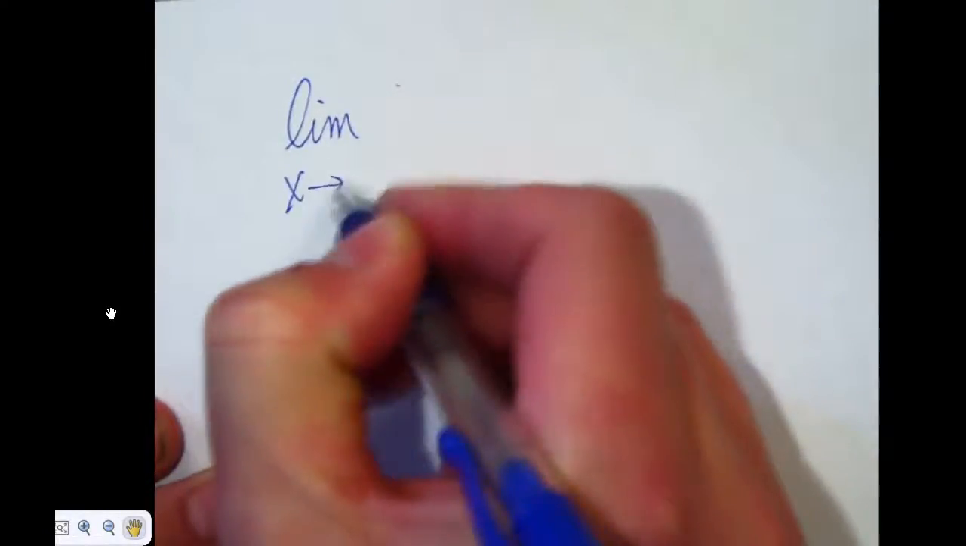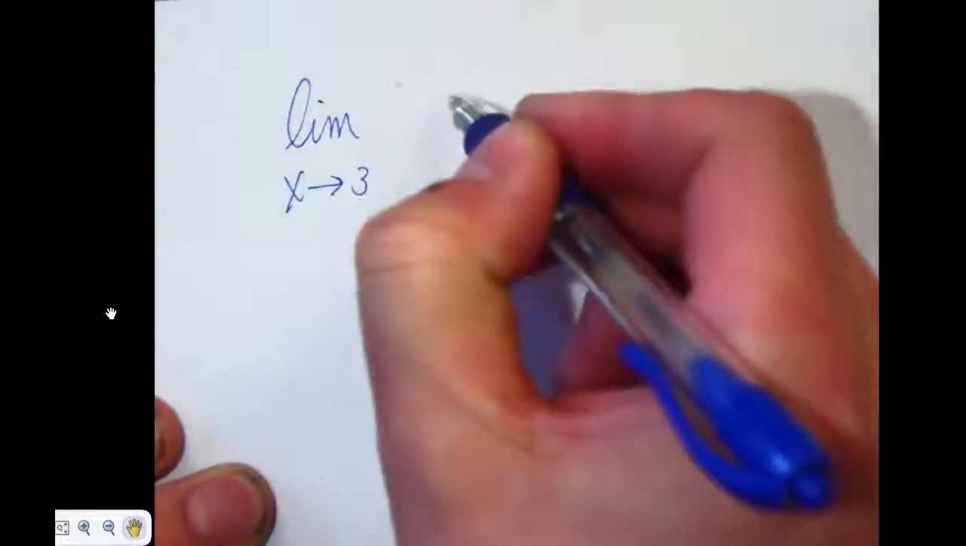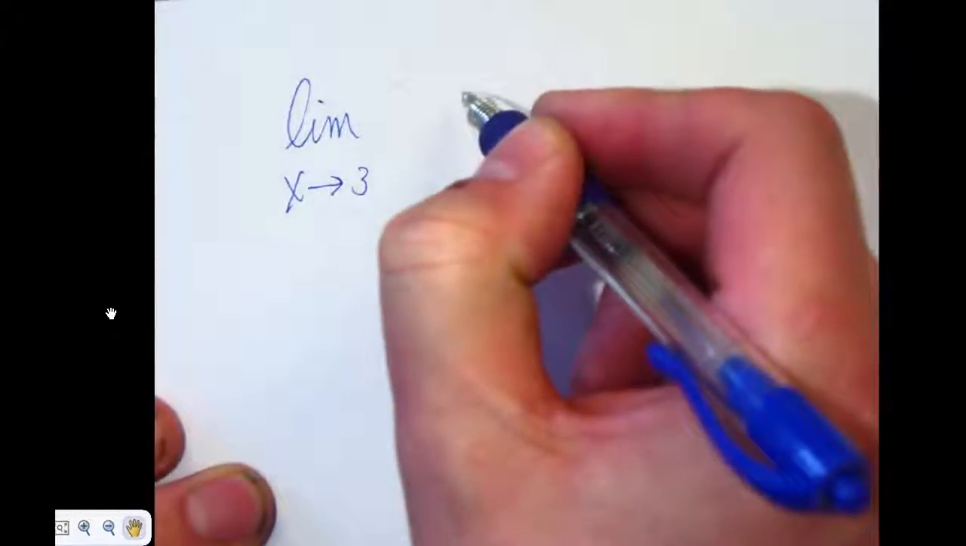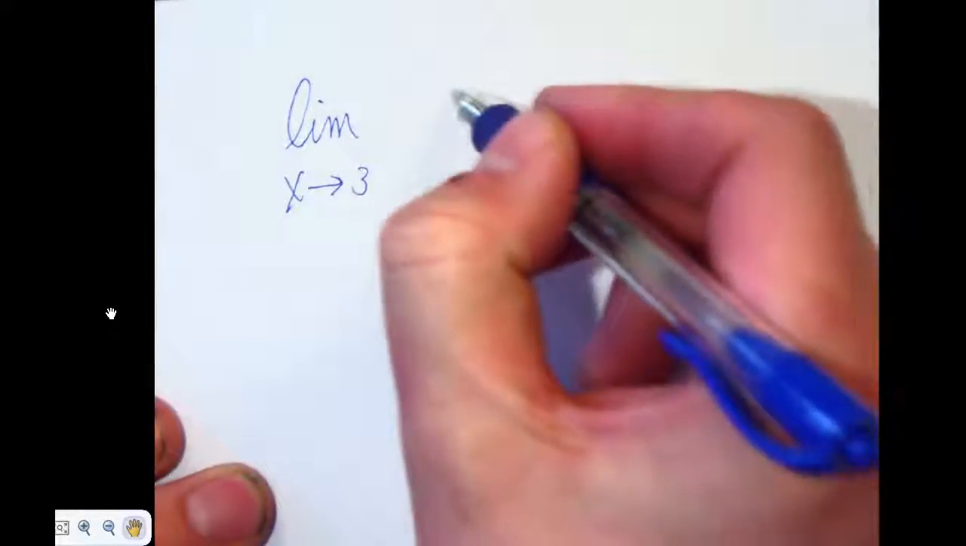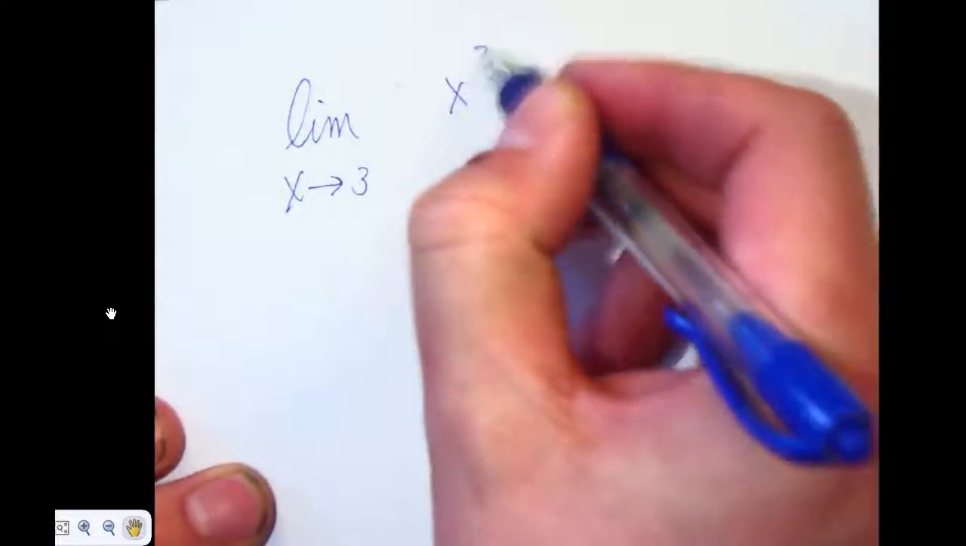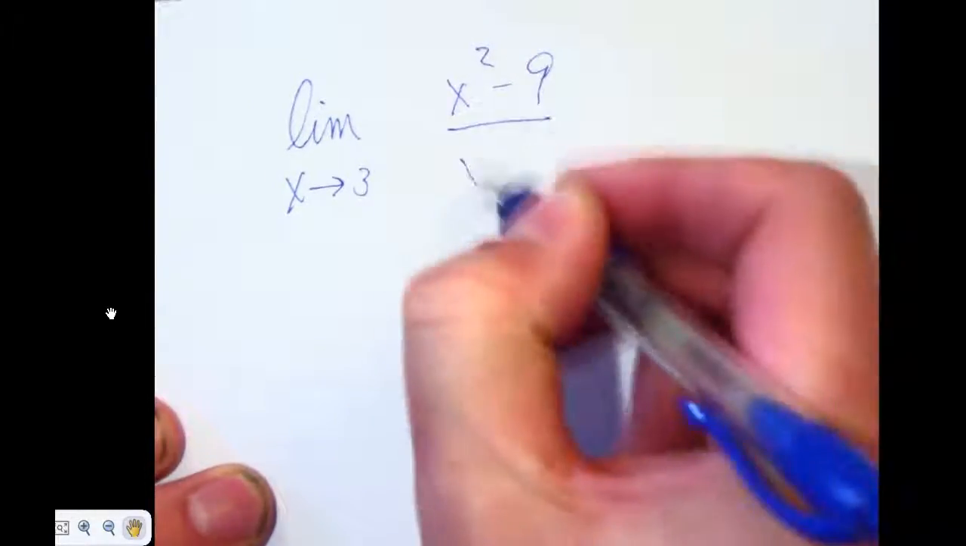I want you to find the limit as x approaches 3 of x squared minus 9 over x minus 3.